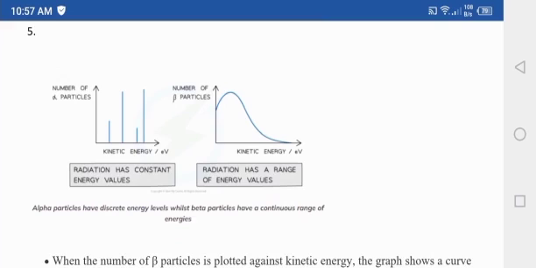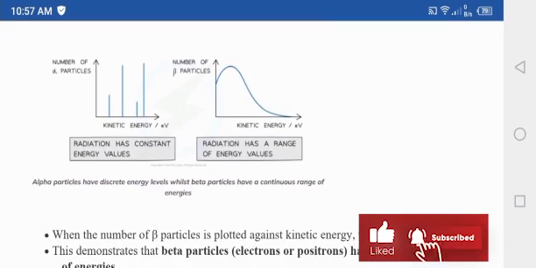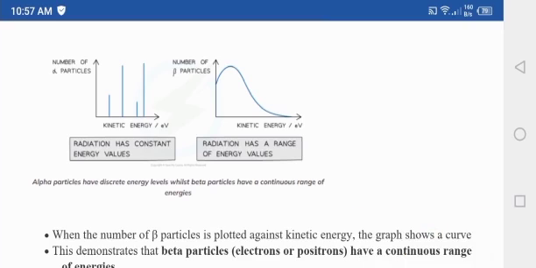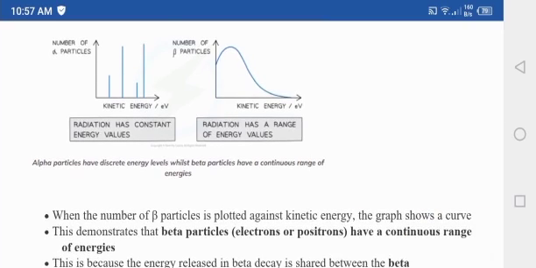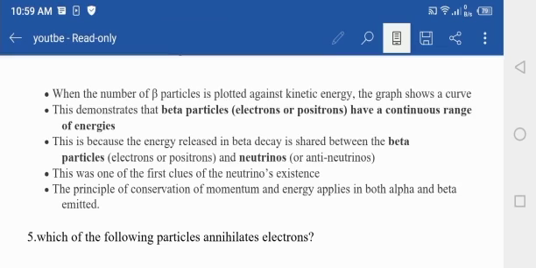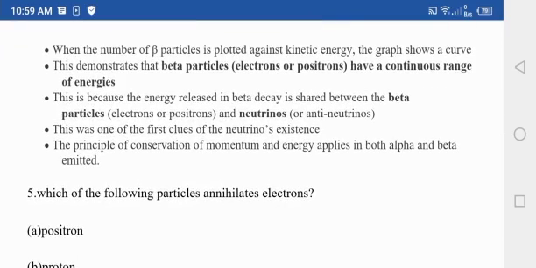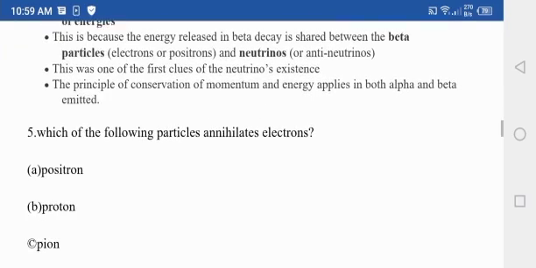Next, the graphs are shown on your screen. These are between kinetic energy and number of alpha and beta particles. The graph between number of alpha particles and kinetic energy has constant energy values, while the one for beta particles has a range of energy values. The energy released in beta decay is actually shared between the beta particles and neutrinos, and this is also the clue of the neutrinos' existence. And one more thing to remember is that conservation of momentum and energy applies in both alpha and beta emission.